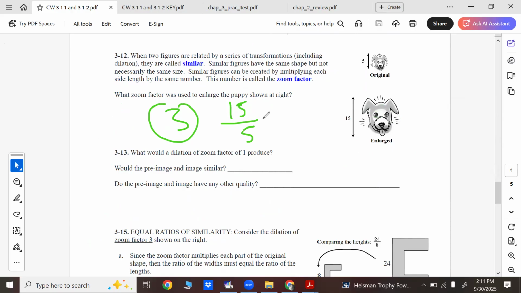So what would a dilation of a zoom factor of 1 produce? It would be smaller. No, if the zoom factor was 1, you multiply by 1. Would it change? It would not change, right? So they would be similar, but they would be identical. Because if you have a zoom factor of 1, that means you didn't change it at all. You kept it the same.